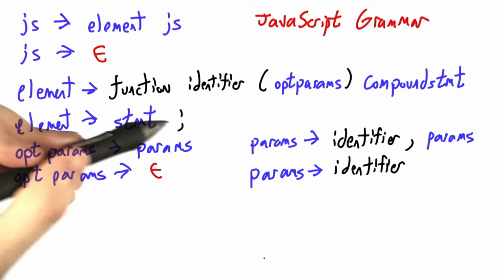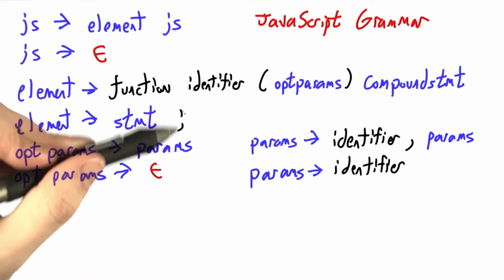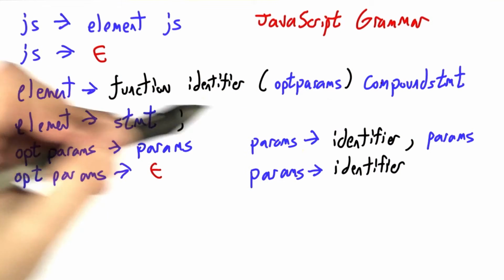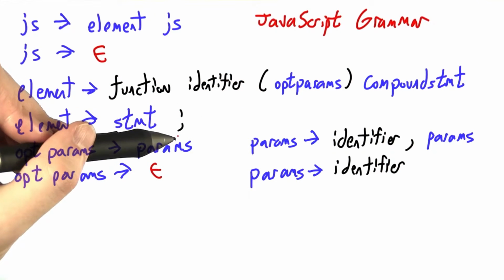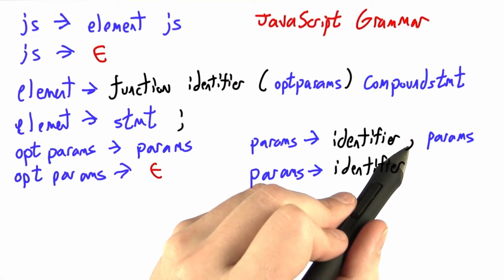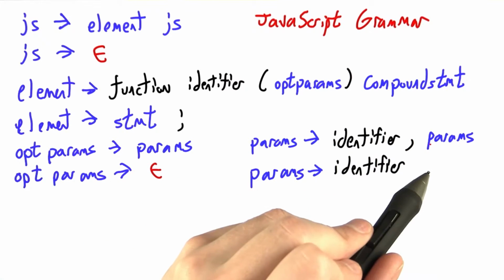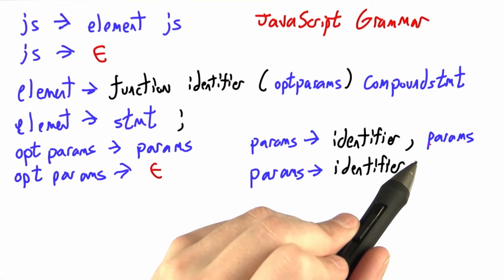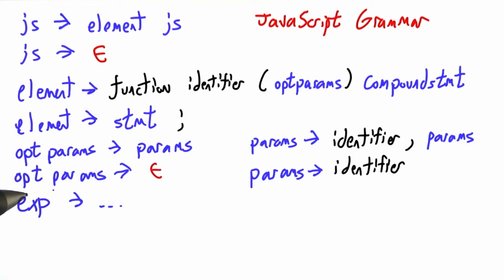context-free grammars. Note that our statements are terminated by semicolons. In a compound statement, every statement is followed by a semicolon. By contrast over here with parameters, they're separated by commas. So the last one doesn't have a comma after it. Pretty cute.